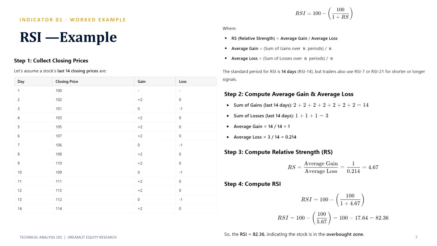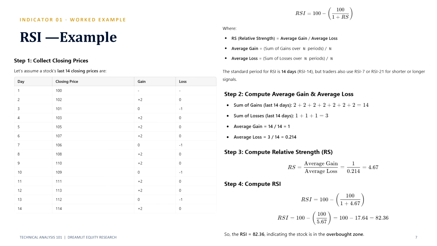Step 2. Compute the average gain and average loss. Sum of gains over the 14 days is 2 + 2 + 2 + 2 + 2 + 2 + 2, which totals 14. Sum of losses is 1 + 1 + 1, which totals 3. Average gain equals 14 divided by 14, which is exactly 1. Average loss equals 3 divided by 14, which is 0.214.